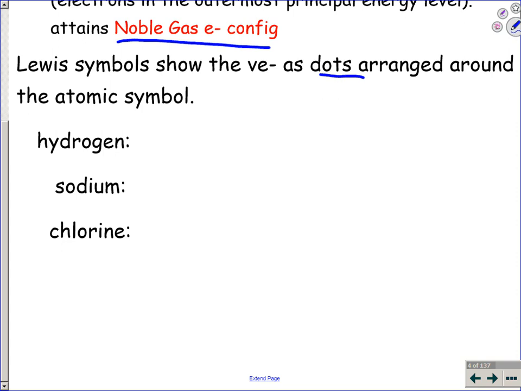All right, GG, hydrogen. H with a dot, right? Julian, sodium. Na with what? Two dots. Why 2 dots? What group is it in? One dot. CJ, chlorine. Cl with 7 dots. Okay.